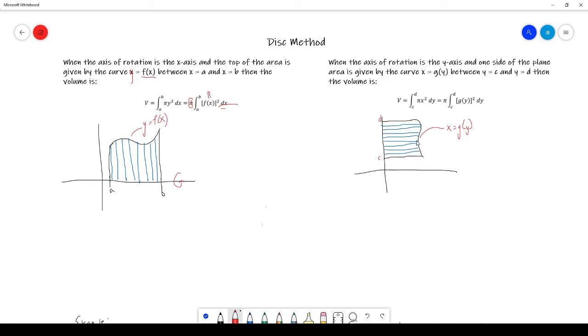Now this would be your radius. Same goes with y. So the volume would be from c to d. Here our axis of rotation is the y-axis. So that would be pi integral from c to d of g of y squared dy. Alright, so why is it called the disk method? We are going to talk about that in our examples.